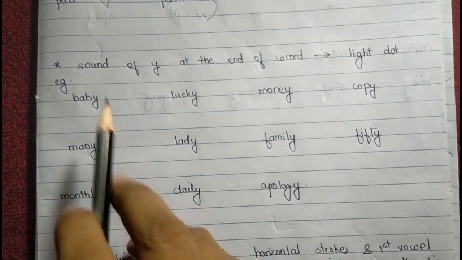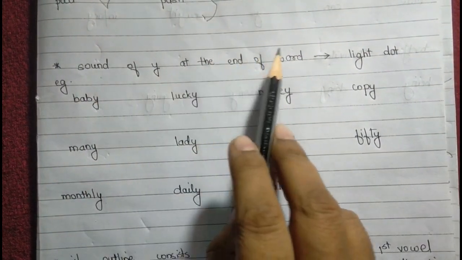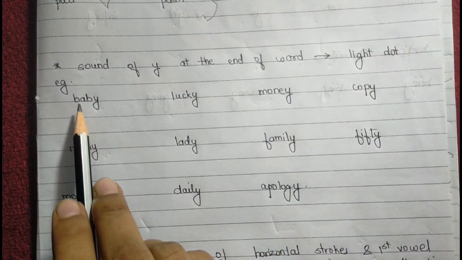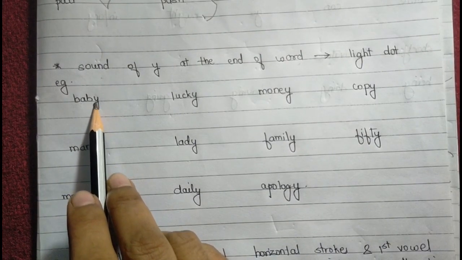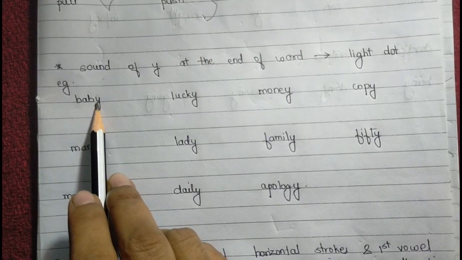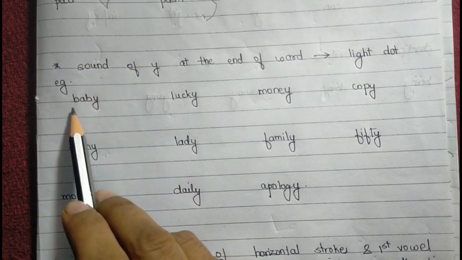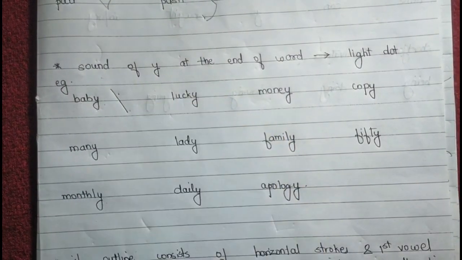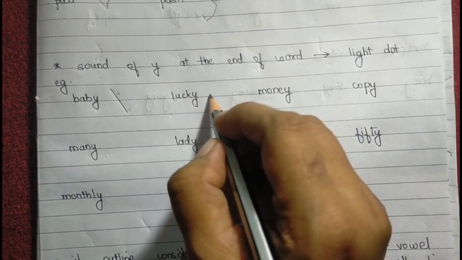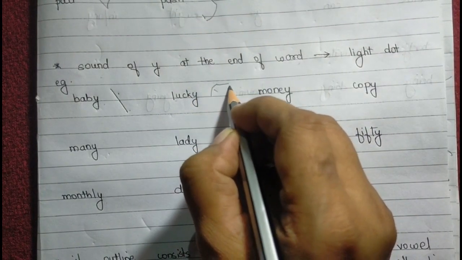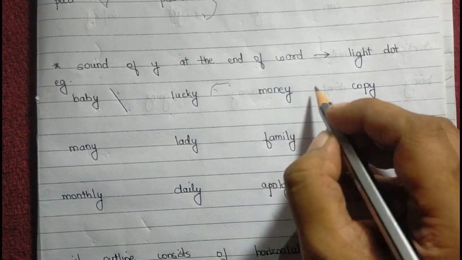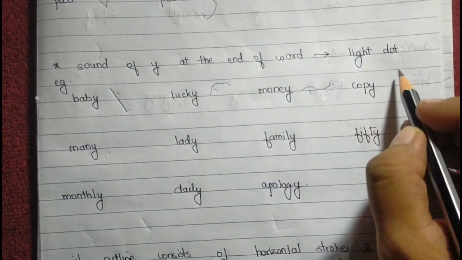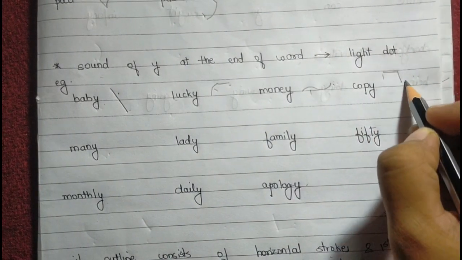Next is the sound of y at the end of a word. It is represented by a light dot. Example, baby. In the word it is written as y, but it sounds as e. So this baby, b, baby, light dot. Lucky, money, copy.